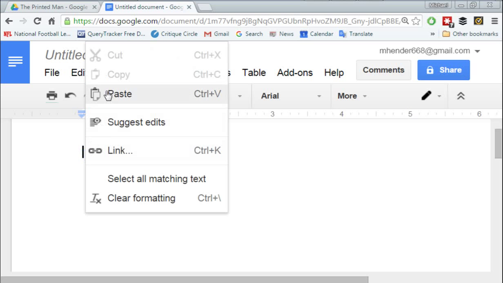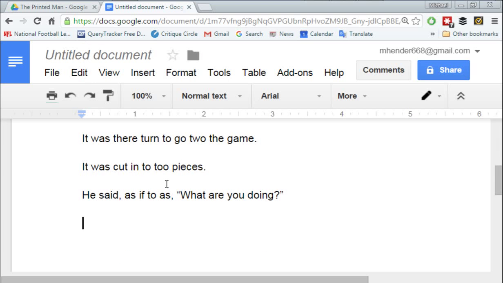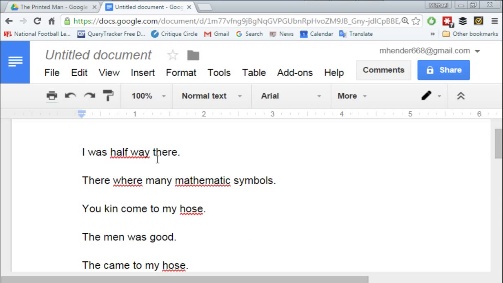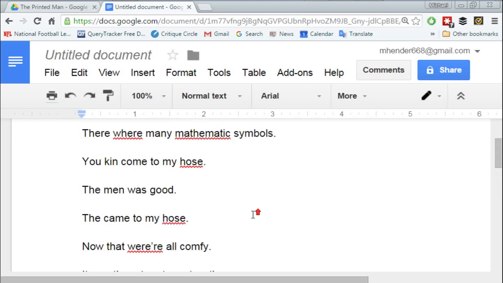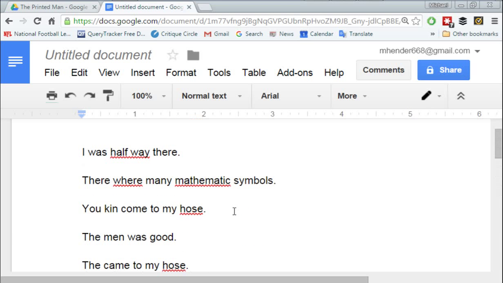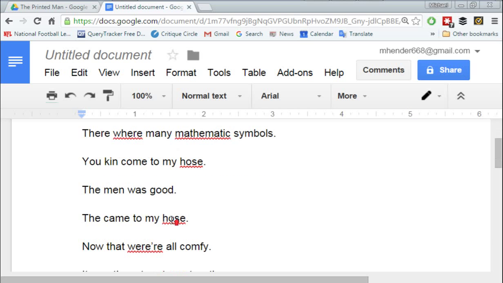Now I'm going to paste what I just copied. So where Atlantis had no red squigglies, this has red squigglies, because it has found defects that are not spelling defects. They're improper use of word type of defects, which are things that will kill you.